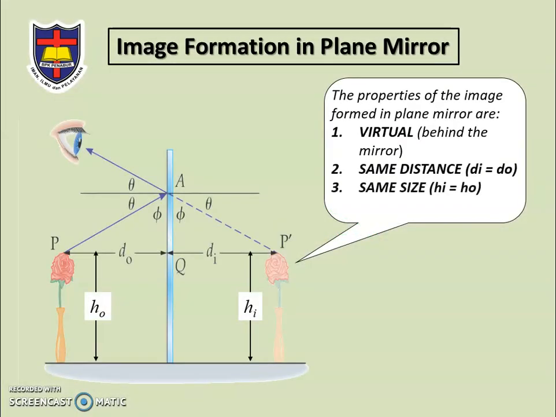The properties of the image formed in plane mirror are: first, it is a virtual image. Second, the distance from the image to the mirror is the same as the distance from the object to the mirror. Third, the height of the image or the size of the image formed is the same as the height or the size of the original object. The last one is the image formed is upright.